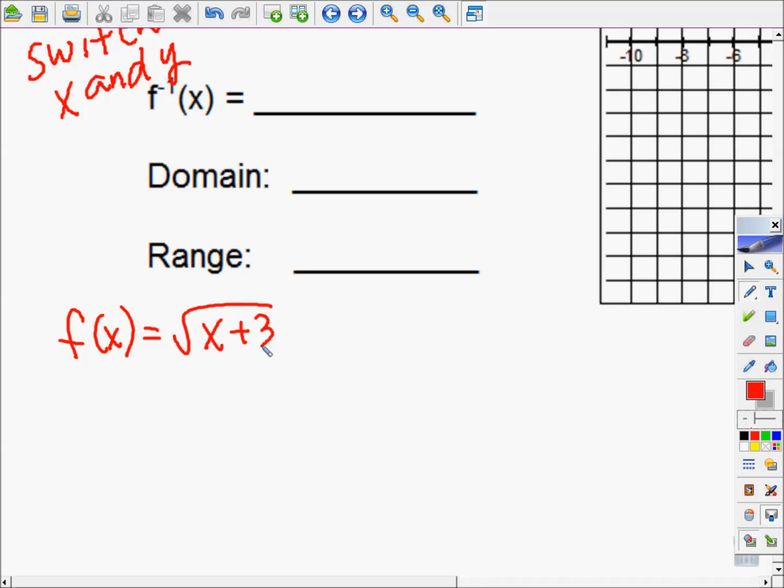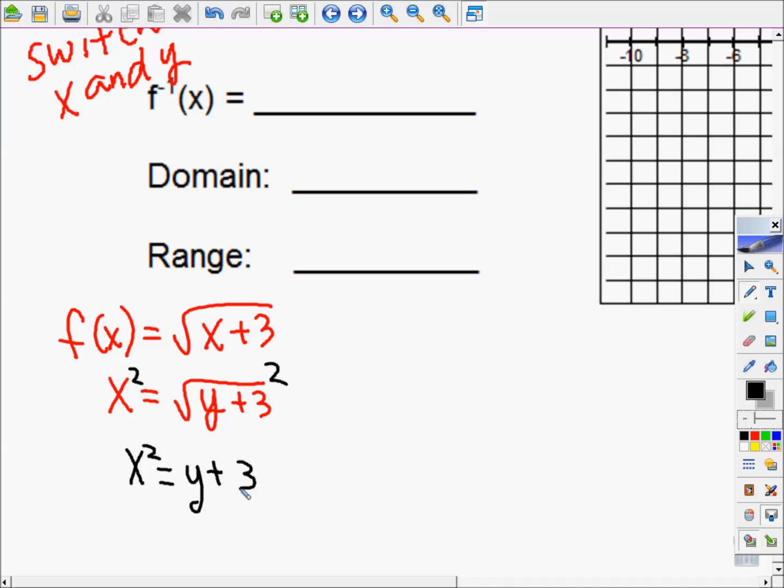So we switch this to become x equals the square root of y plus 3. How do I cancel out a square root? Square root. So I square both sides. So what I do to one side, I have to do to the other. So now I have x squared equals y plus 3.